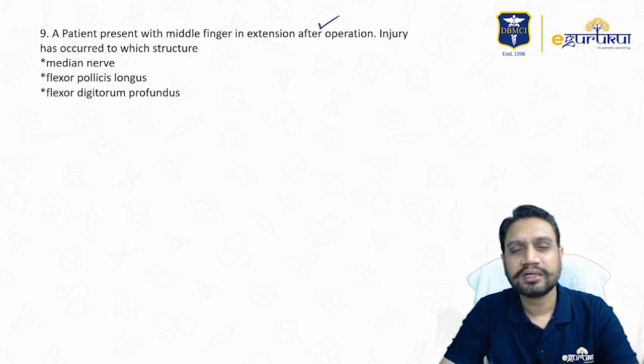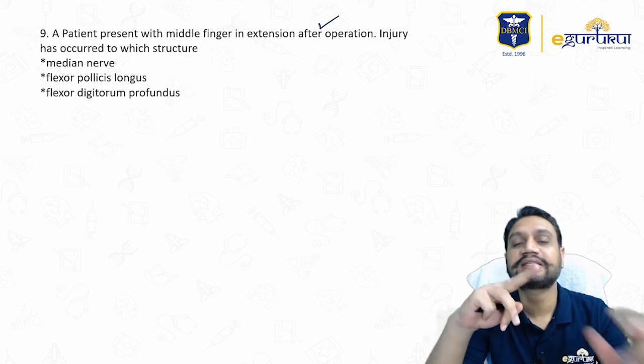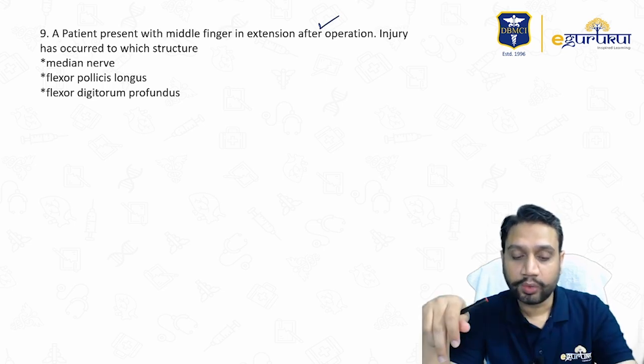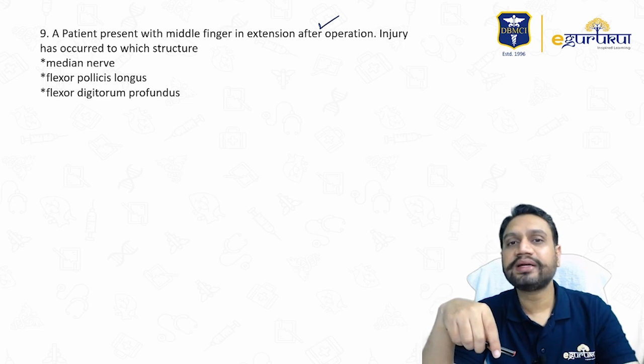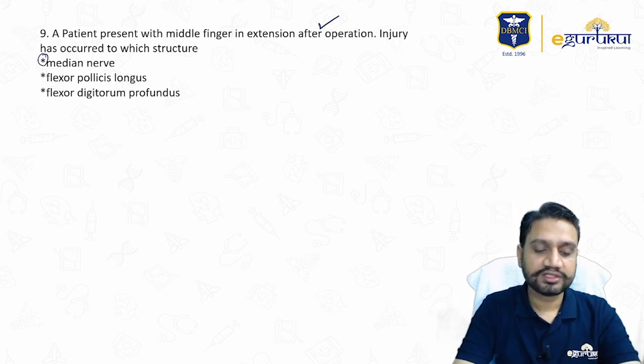Some surgery was done and the patient is having the finger extended. He is not able to flex it. What possible structure is injured? Now what they did, they said either the nerve is injured or the flexor pollicis is injured, flexor digitorum superficialis or the profundus is injured.